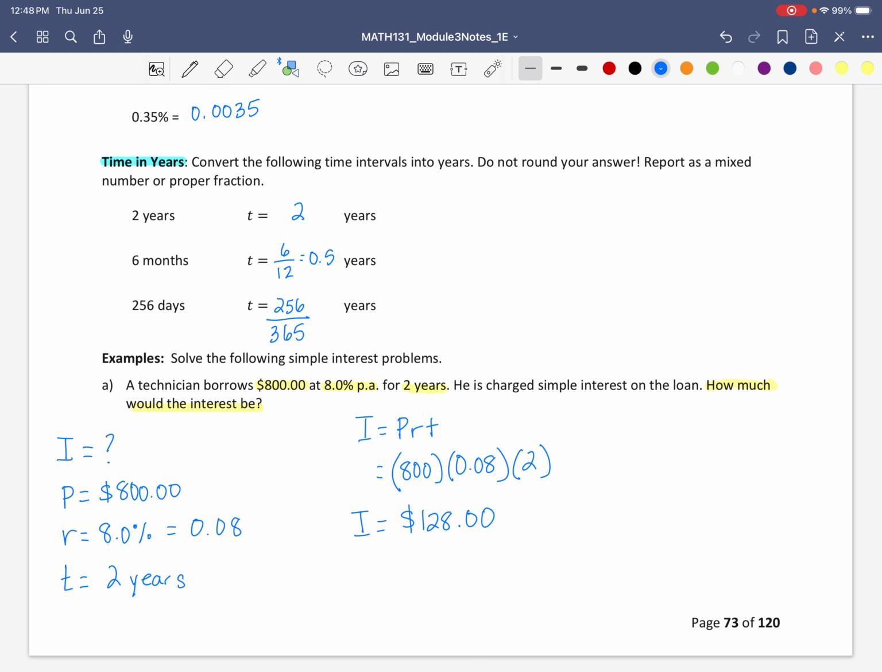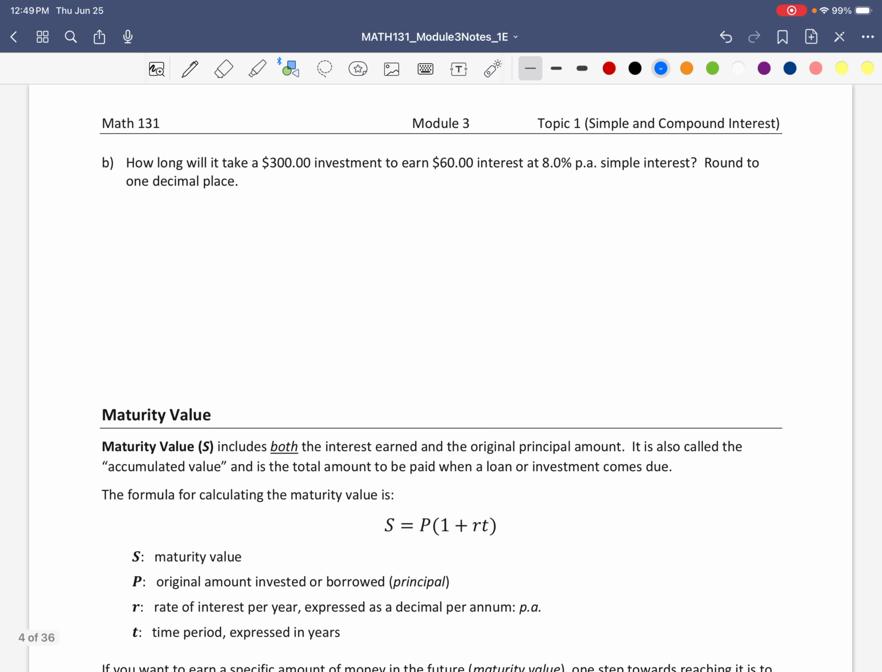Be sure that when you are working with simple interest questions, as well as when we get to compound interest, that when we're working with money, always remember you need to include the dollar sign, and please remember to always round to 2 decimal places. Okay, so carrying on with another practice question.